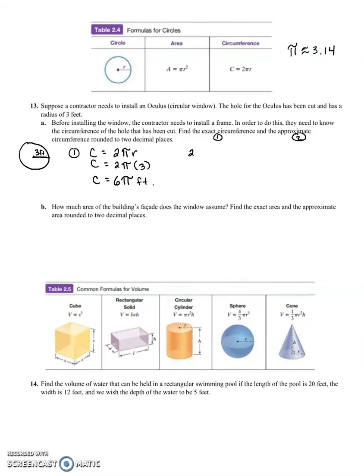Now, for the approximate answer, we use our calculators, and we say C equals 2, and your calculator should have a way to hit a pi key, so that would be pi, and then r is 3 feet. When we use the calculator, we should get the circumference rounded to 2 decimal places is 18.85 feet.